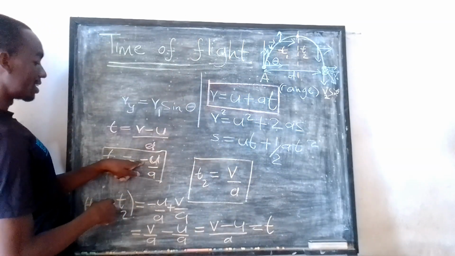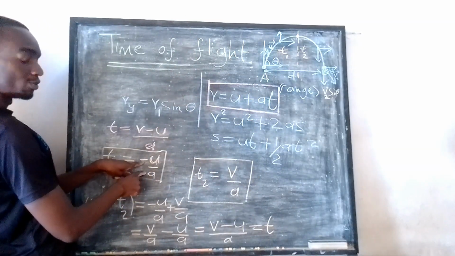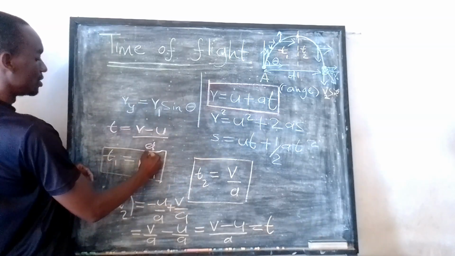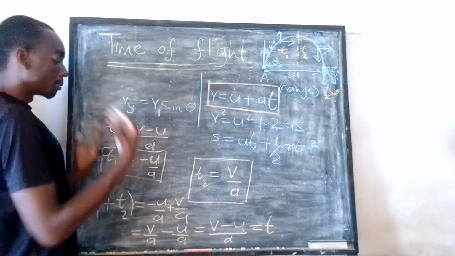So we've got a negative here and another negative due to the direction of the acceleration due to gravity. Divide those negatives, and you get a positive.